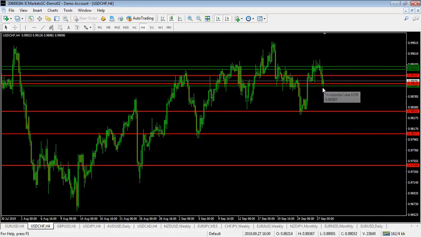So you can enter when the market breaks this support level here. You can enter, take a sell trade. The first target will be here. Set your stop loss some pips above this level. The first target will be here.